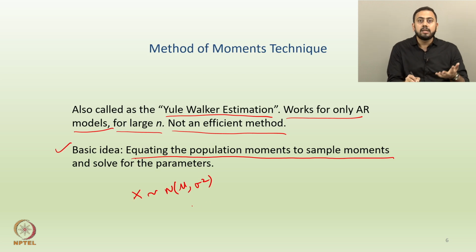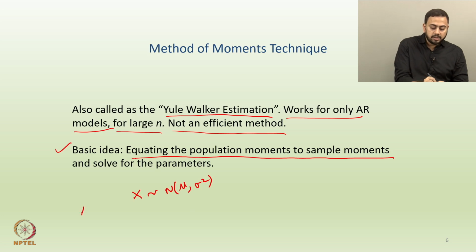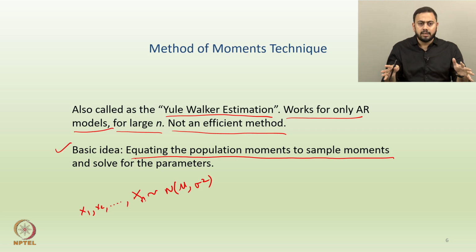So, the mean is unknown, the variance is unknown. How do you estimate that using the method of moments technique? For that, I will assume that you have a collection of random variables, let us say x1, x2 up to xn. So, you have a sample basically, and not just one random variable.